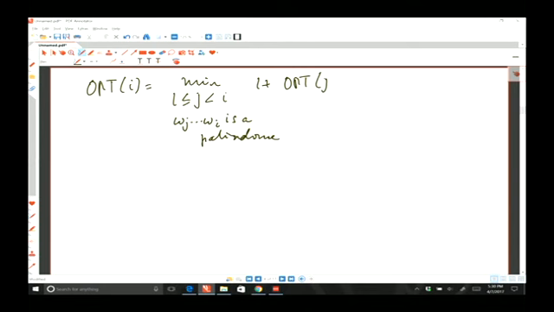Okay, does it make sense? What I'm saying is, to know what is opt of i, what is opt of i? The minimum number of palindromes needed to split the string w_1 to w_i. What is it? It is the minimum over all j, opt of j, that is we split 1 to j optimally, provided j plus 1 to i is a palindrome, okay?